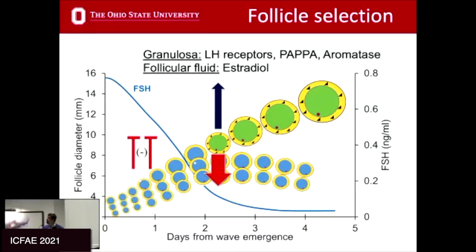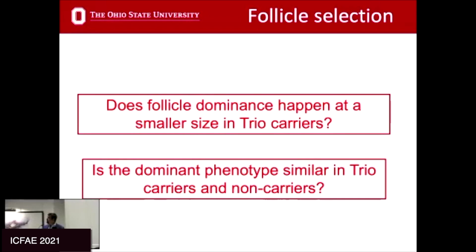If we go back to the original slide that I had at the very beginning, you'll remember that I said that at the time of deviation, there are a lot of intrafollicular changes in that future dominant follicle, both in the granulosa cells and the resulting concentration of hormones inside the follicular fluid. So based on that, we wanted to ask ourselves two questions. Would follicle dominance, or that dominant phenotype that we see, be acquired at a smaller size? That would be reasonable to expect based on what I just showed you on the growth profiles. And also, once that phenotype is acquired, would it be similar in both genotypes?